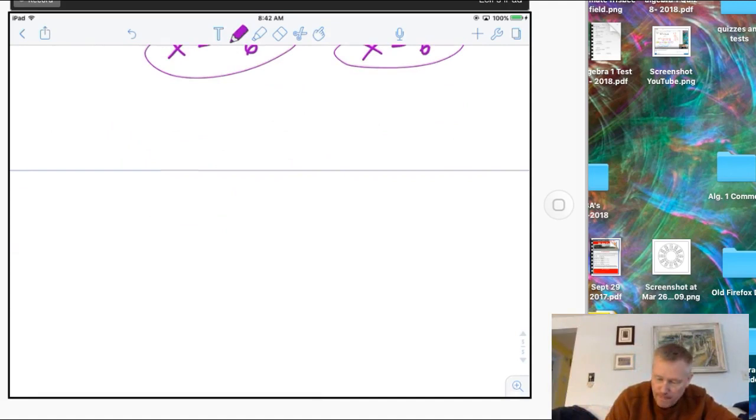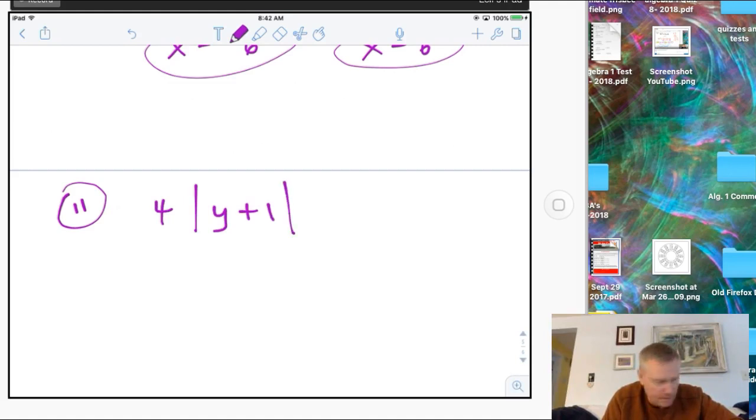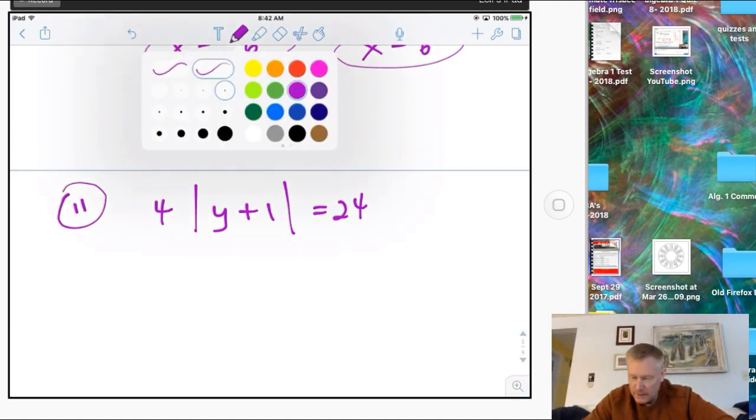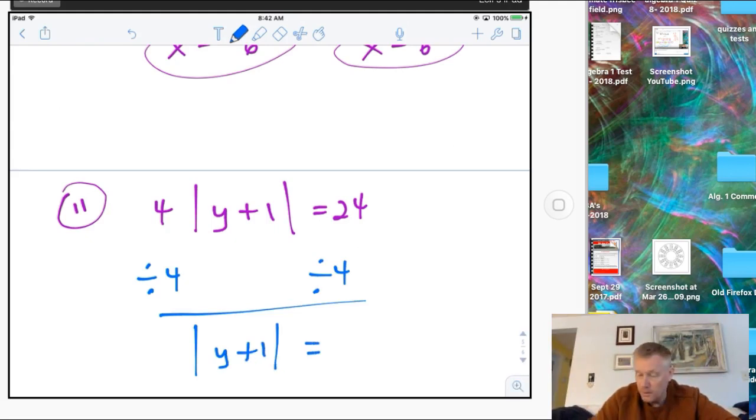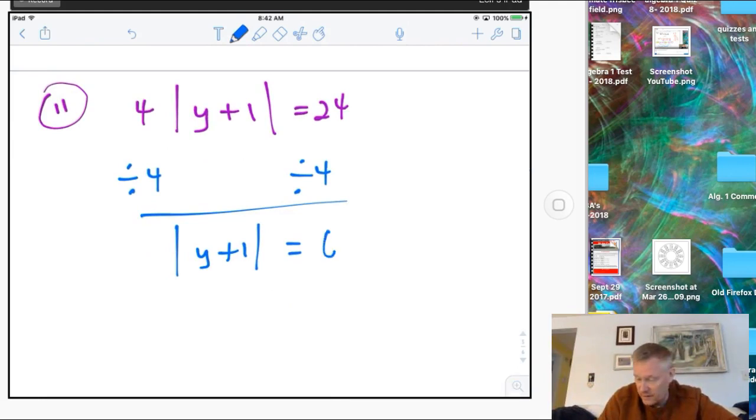11. I got a bunch today. I got 2 more. 4 times the quantity y plus 1 in absolute value equals 24. All right, so once again, I want to get the absolute value and what's inside of it all alone. So I'm going to divide by 4, and I got the absolute value of y plus 1 equals 24 divided by 4 is 6. Okay, now I'm going to break it up into case 1, case 2. Case 1 is the plus, case 2 is the negative.